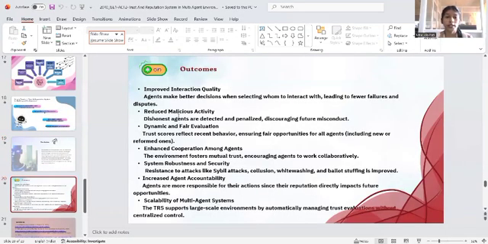Improved interaction quality. In that, agents make better decisions when selecting whom to interact with, leading to fewer failures and disputes. Second one is reduced malicious activity. Next, dynamic and fair evaluation. Next, enhanced cooperation among agents. In that, the environment fosters mutual trust, encouraging agents to work collaboratively. Next one is system robustness and security. In that, resistance to attacks like Sybil attacks, collusion, and ballot stuffing is improved.